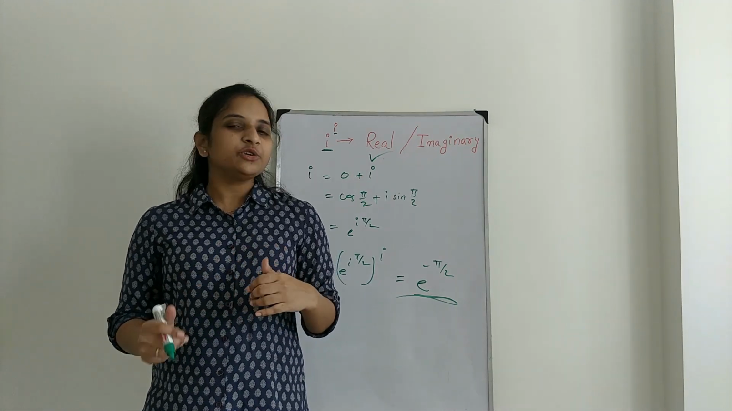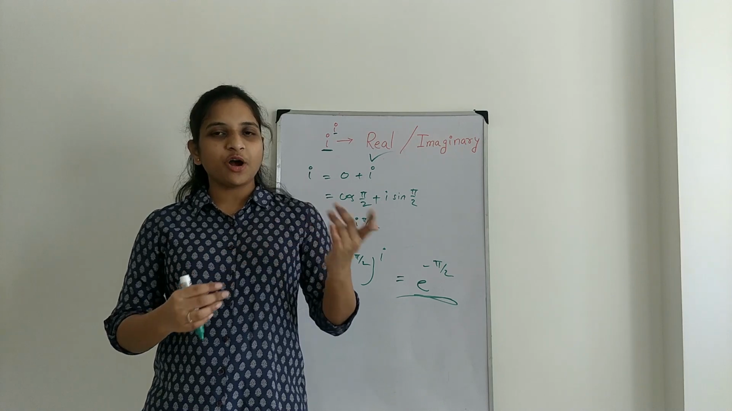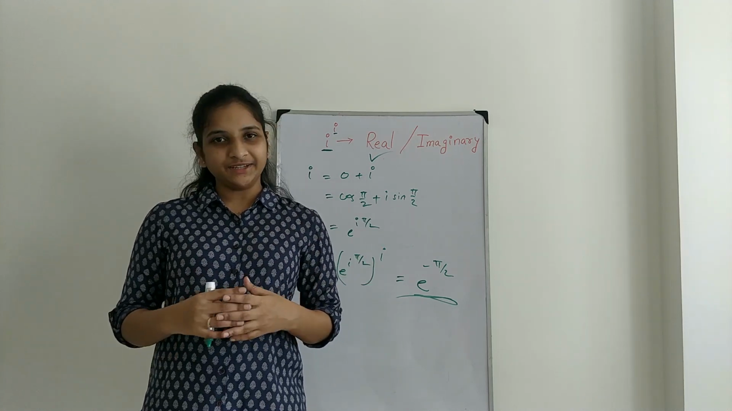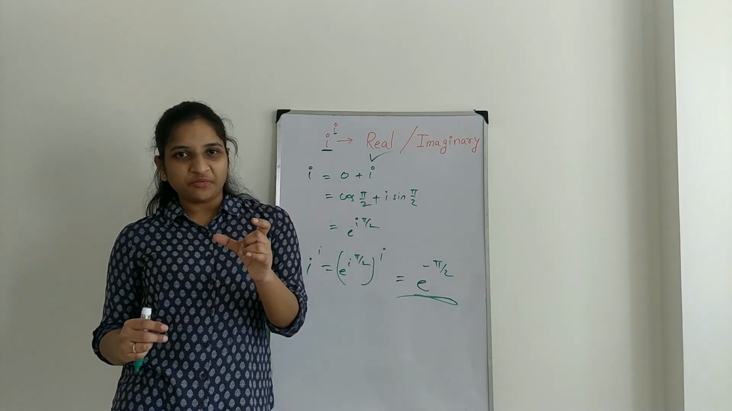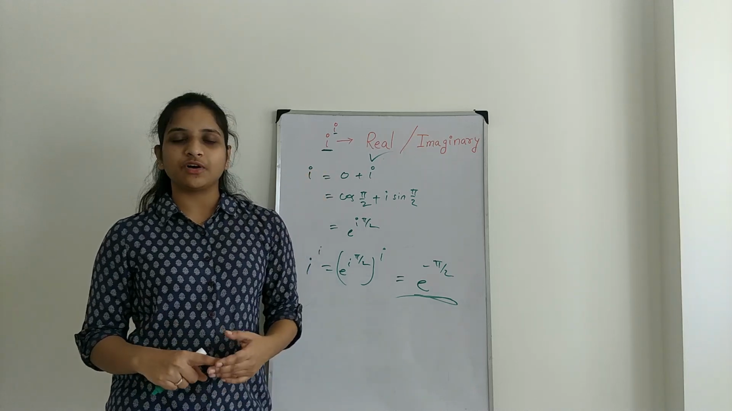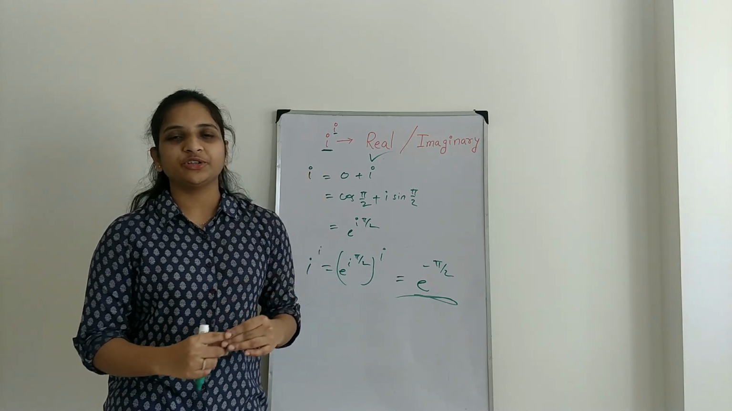With Euler's form, you can multiply or divide two complex numbers very easily, right? And for the logarithm of a complex number, you should use Euler's form. Then it will be easy for you to solve it.